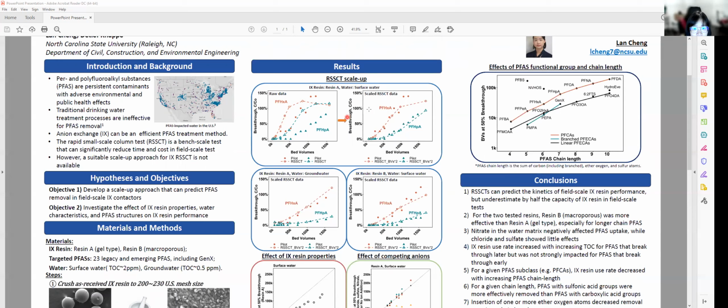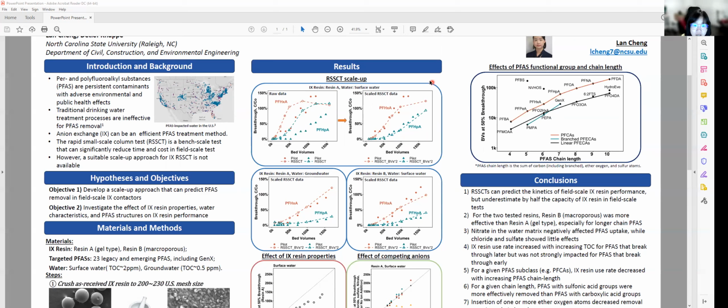If we scale up the RSSCT data by doubling the breakthrough bed volumes, the RSSCT data matched up with the pilot data. The same conclusion was found from a different water and also a different ion exchange resin.